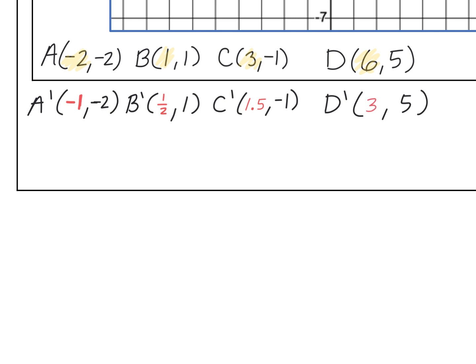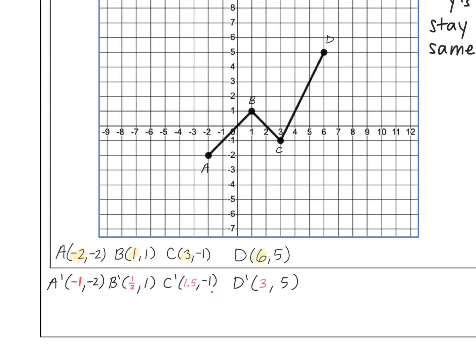So now you have your 4 points. You need to now graph them, and you will notice that they scooch in closer to the y-axis. The y values stay the same, but your x values make it shrink horizontally. Graph them: -1, -2, and maybe you'll get to the point where you could do this without writing it down. Then 0.5, 1, 1.5, -1, and this guy would be 3, 5. You notice your y values did not change, but your x values scooted further in. That's your horizontal x-axis shrink.